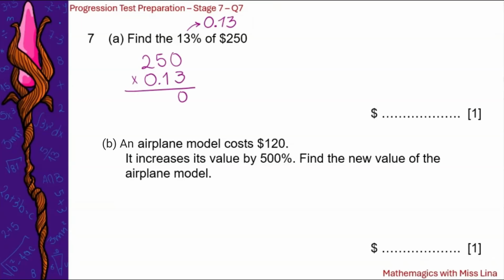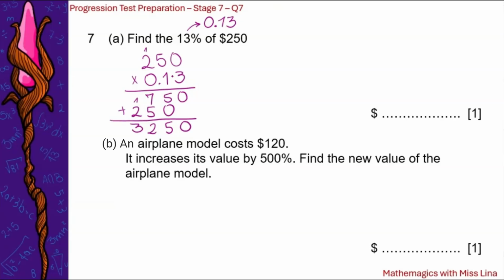3 times 0 is 0, 3 times 5 is 15, carry the 1, 2 times 3 is 6, plus 1 is 7. Then the 1, well, you just have to repeat the number, right? And with the 0, we don't even have to do it because we're just going to get zeros. And then we do the addition. 0, 5, 12, we carry the 1, and 3.